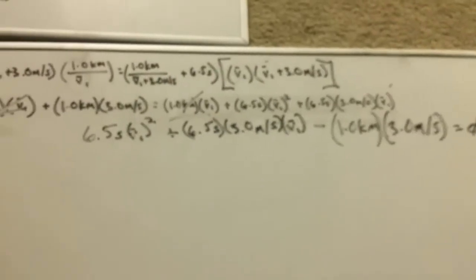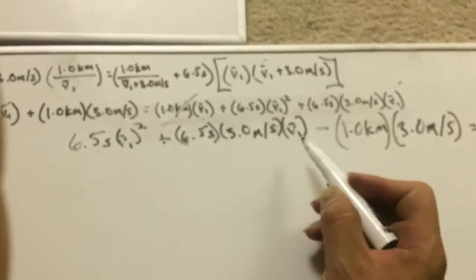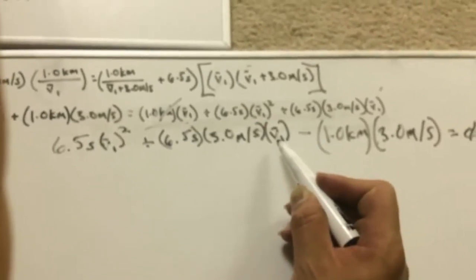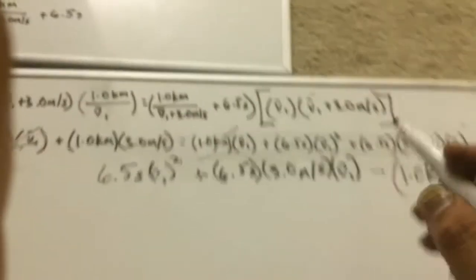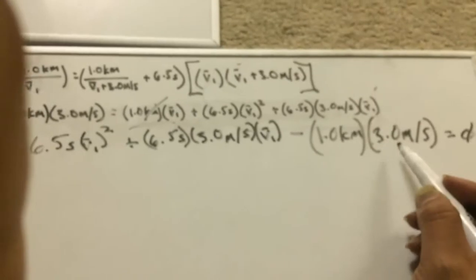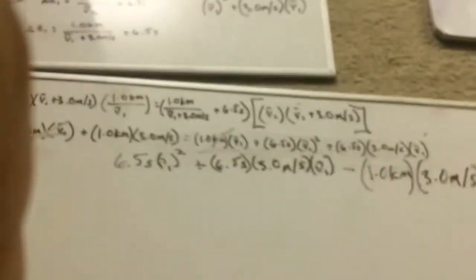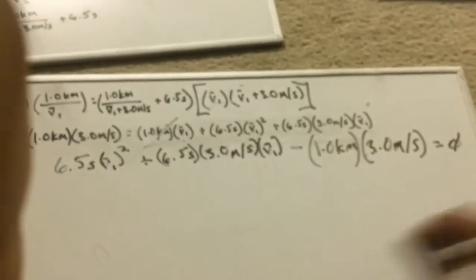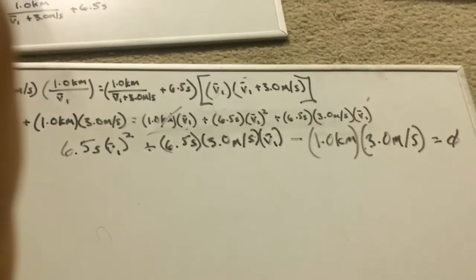You should notice that we have a quadratic equation. We have V1 squared, we have V1 to the power of 1, and then we have two numbers over here. Another thing that you might want to do is check to see if it is dimensionally consistent. You can look at my other video to figure out how to do that if you need to. I'm not going to take the time to do that right now.